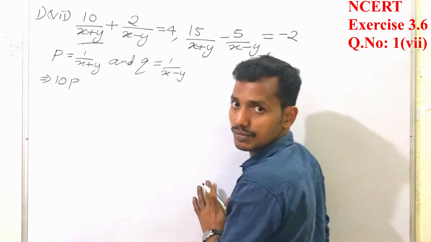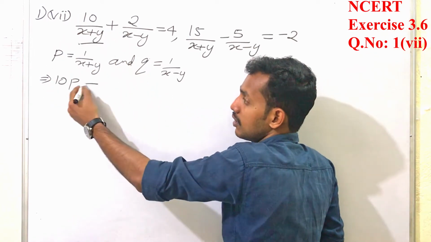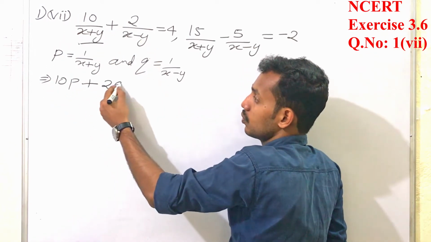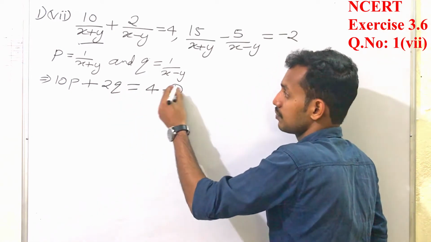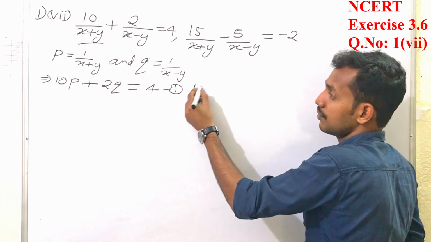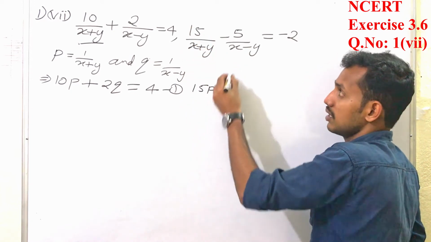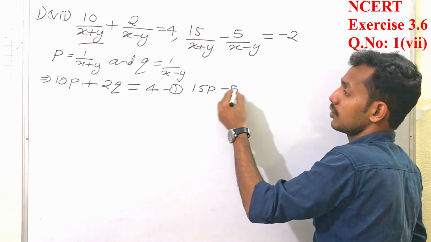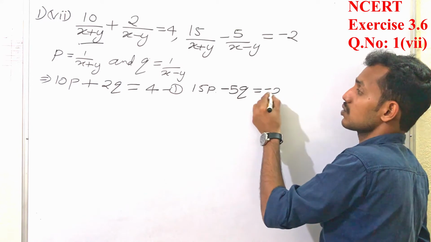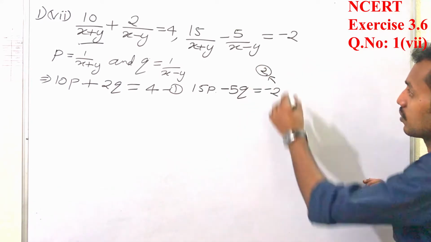Then what equation will we get? 10p. Clear? 10 into 1 by x plus y, that means 10p plus 2q is equal to 4. Equation number 1. Similarly, we will get 15p, 15 into 1 by x plus y is 15p, minus 5q is equal to minus 2. Equation number 2. These are the two equations we have got.